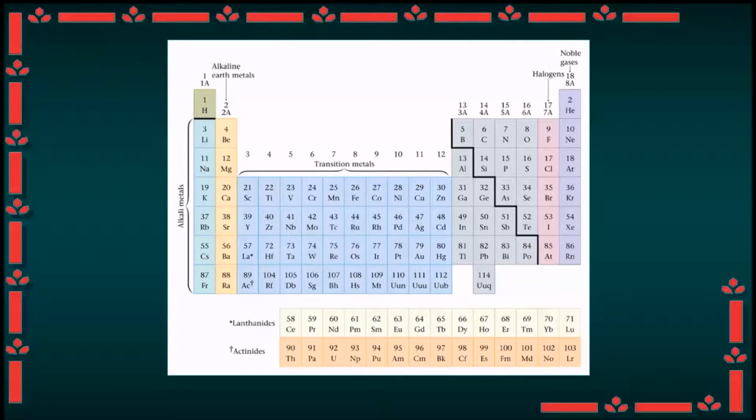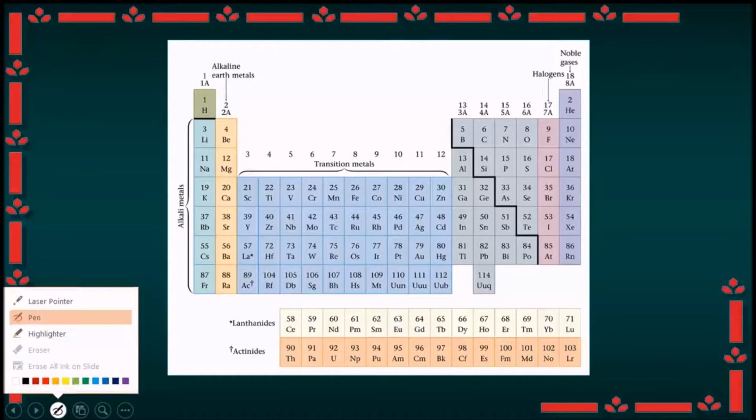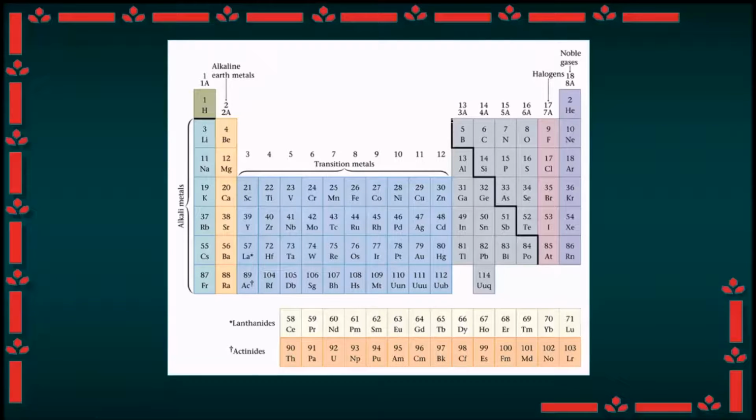All right, so here we are. First thing I want you to do is take out a pencil or pen, just a pencil or pen, not a marker because it'll bleed through, and I want you to make this line a bit darker, the zigzag line. Make it darker. That is the dividing line between the metals and the non-metals.